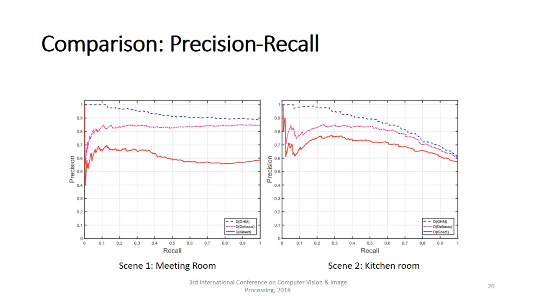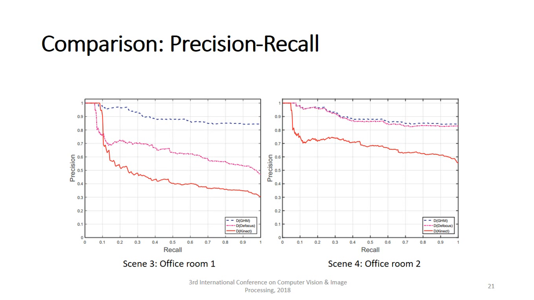So if we compare in terms of precision recall, our method shows very constant performance in terms of precision while we are increasing recall. The blue dash line shows the performance of our depth from GHM based technique, which shows superior performance compared to the depth from defocus and depth from Kinect, which are in magenta and red respectively. And these two scenes also show pretty similar results.